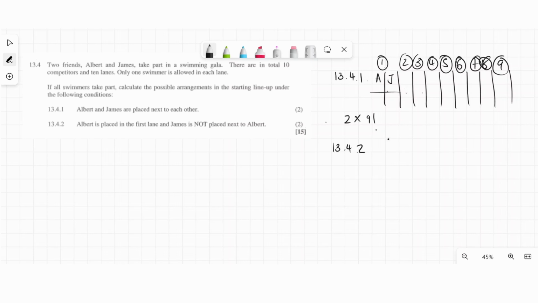Then 13.4.2 says Albert is placed in the first lane, and James is not placed next to him. So for that, it's going to be 8 multiplied by 8 factorial. And that's going to be your 2 solutions. Then we're done with the paper.